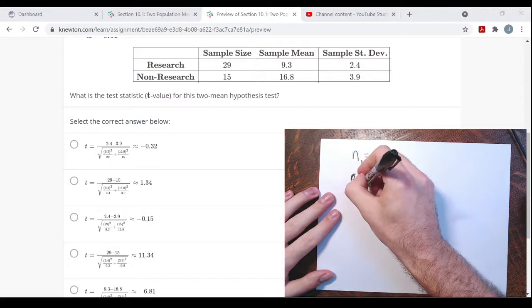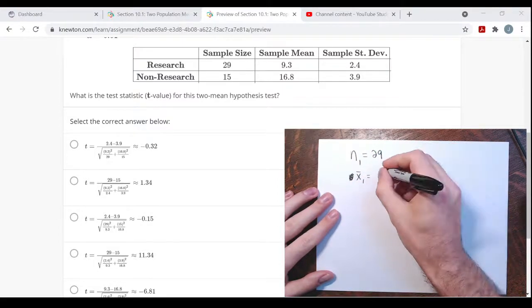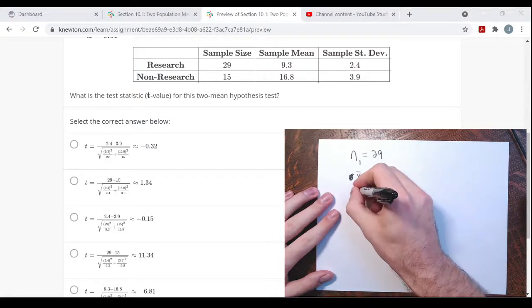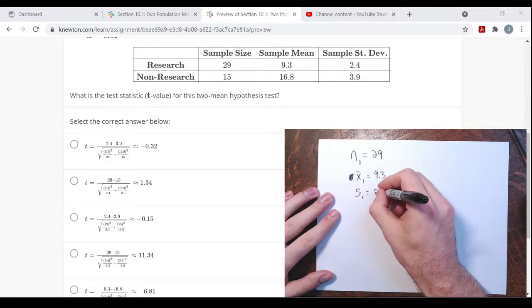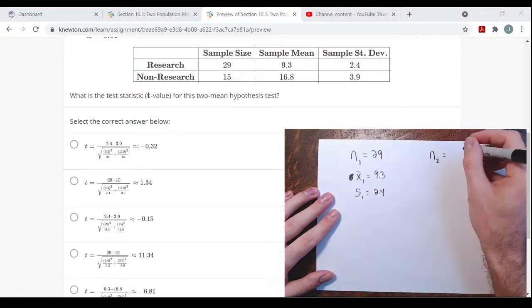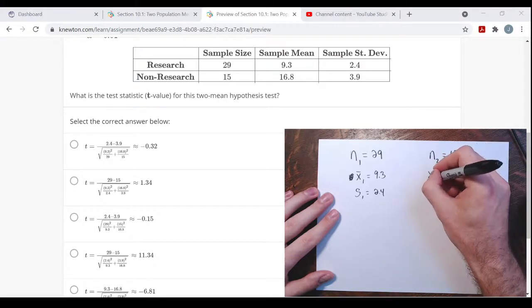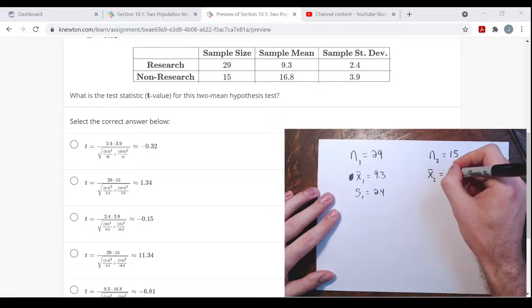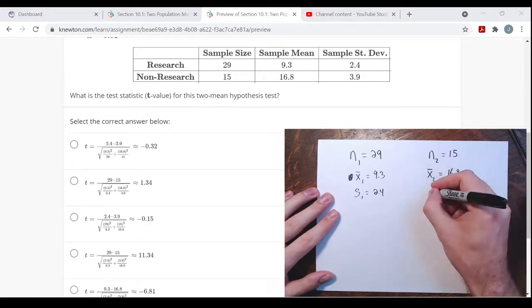X1 bar, the sample mean, for sample 1 was 9.3. S1 is 2.4. And then for sample 2, the sample size is 15. The sample mean, X2 bar, is 16.8. And S2, the sample standard deviation, is 3.9.